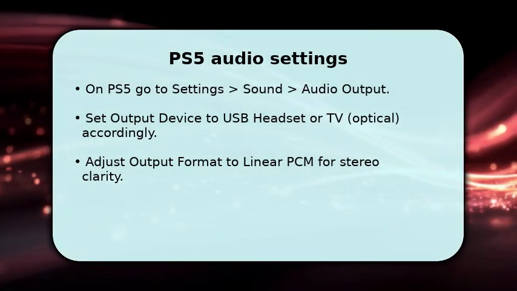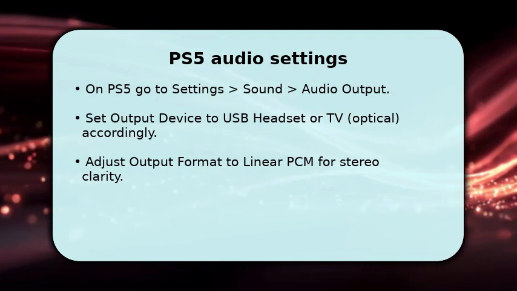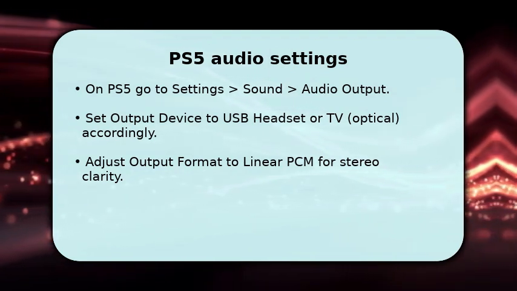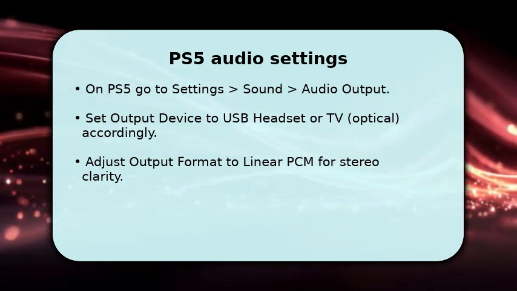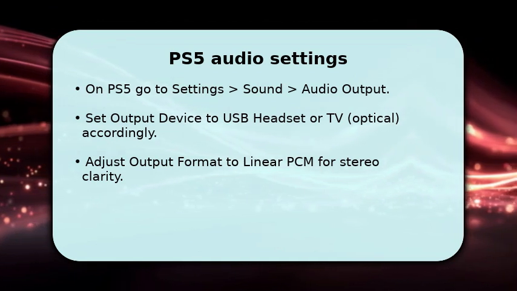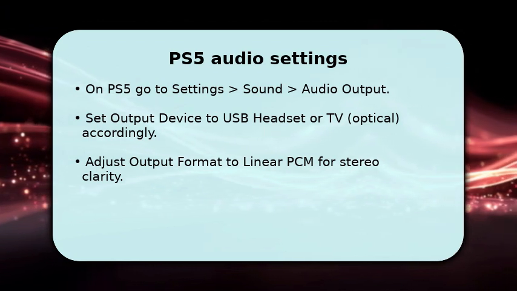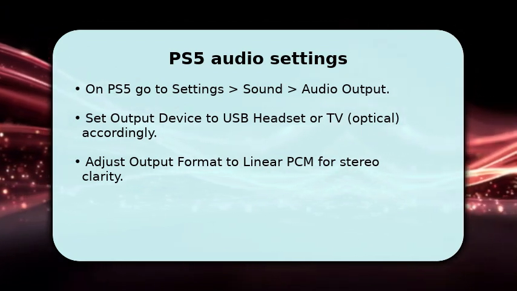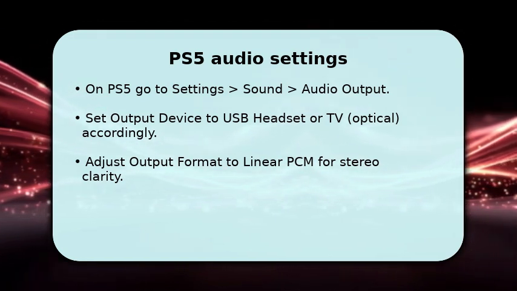Open Settings, Sound, Audio Output. Choose USB headset if the Mixamp is plugged direct via USB, or select the TV/optical device if you routed audio through the TV or extractor. Once chosen, set output format to linear PCM to prevent digital pass-through issues and ensure stereo game audio. Also set chat audio to headset if you want voice to route through the Mixamp.